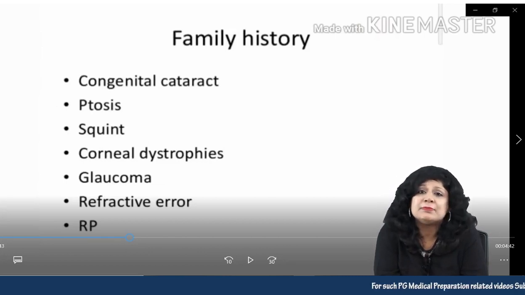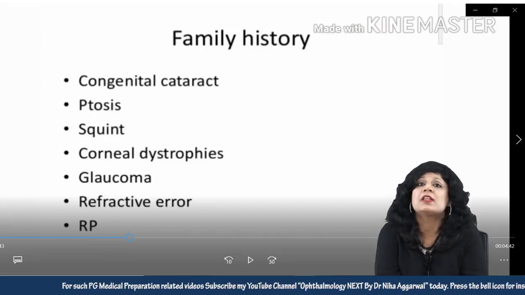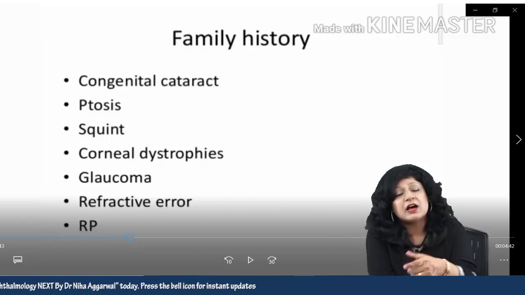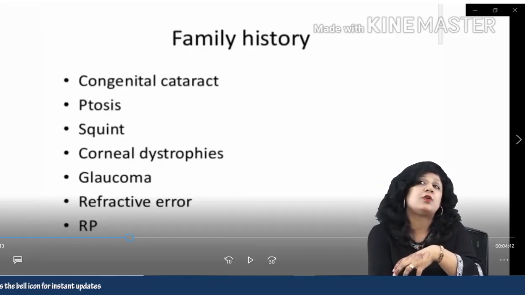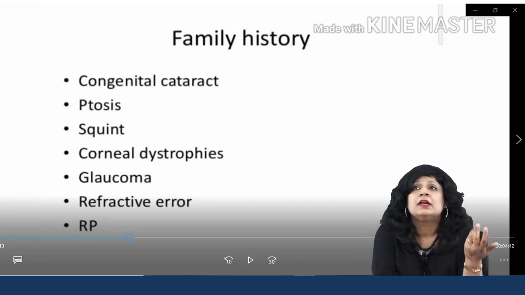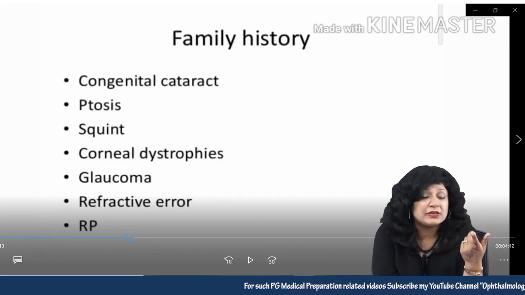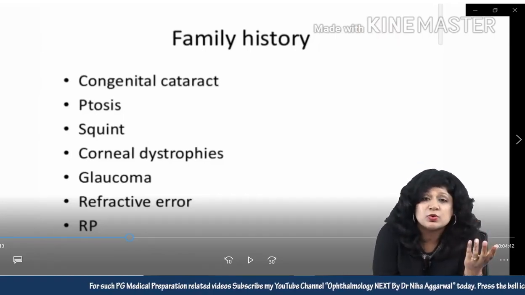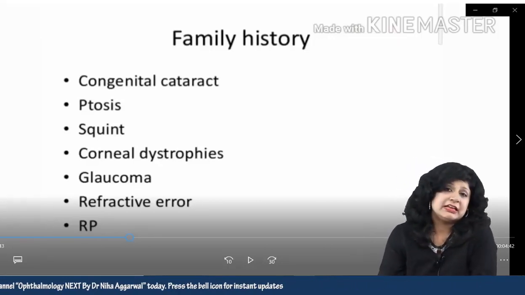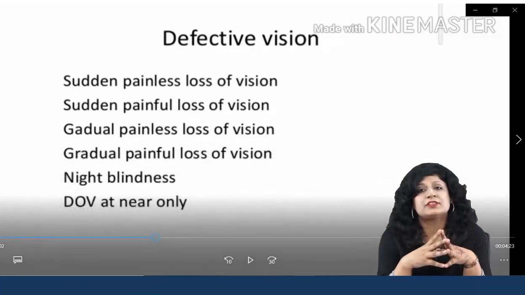So this will help me in getting a clue, this will help me in counseling the patient about the prognosis, this will help me in thinking about how much progression would be there, how rapidly it will progress, how rapidly I should treat the disease, what is the usual prognosis, should other members of the family be also screened. Asking about all these things is very, very important when you are analyzing the cases which actually run in families. Now next you have to ask about the defective vision.